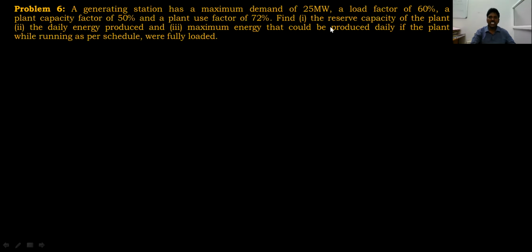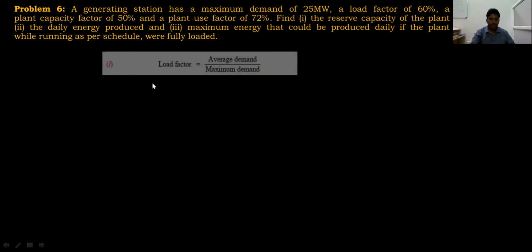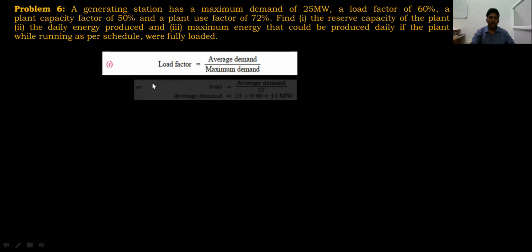The formula for reserve capacity is plant capacity minus maximum demand. Maximum demand is already given. We need to find the plant capacity first to find the reserve capacity of the plant. The third question is the maximum energy that could be produced daily if the plant is running as per schedule, or fully loaded. First, load factor is equal to average demand divided by maximum demand.